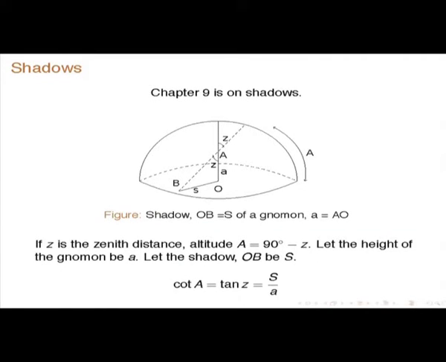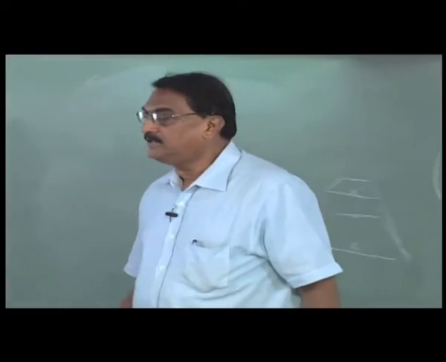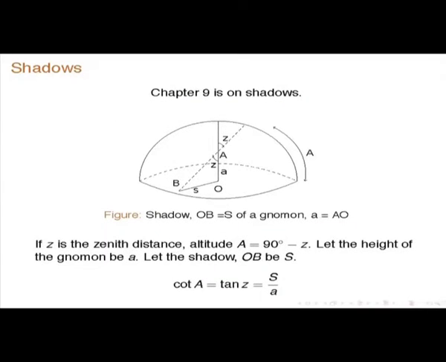So this is as usual. After these areas, then volumes, then he will talk about shadows. So he is talking of the shadow of a gnomon. So this is the shadow OB, S is equal to S, we put it, the gnomon is OA.